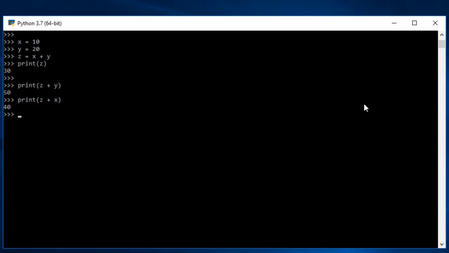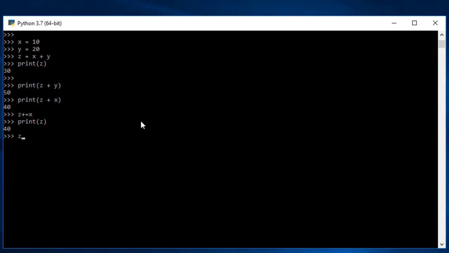Here, if I need to store this value in z itself, what I have to do is z equals to z plus x. What I can do instead is use the shortcut, that is z plus equals to x. This will perform the same as z equals to z plus x. And if I now print z, you will get the same result as 40. So we have done this for addition.